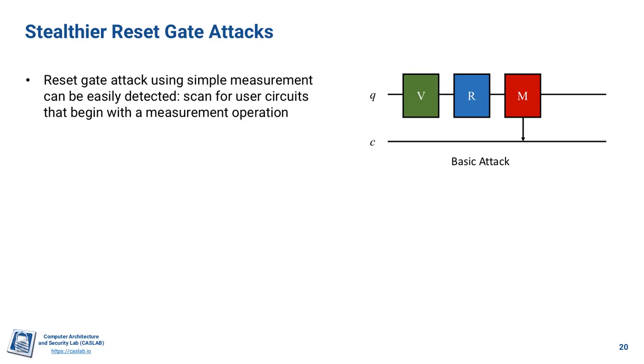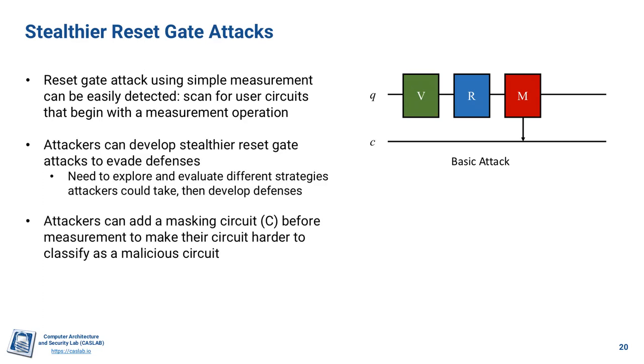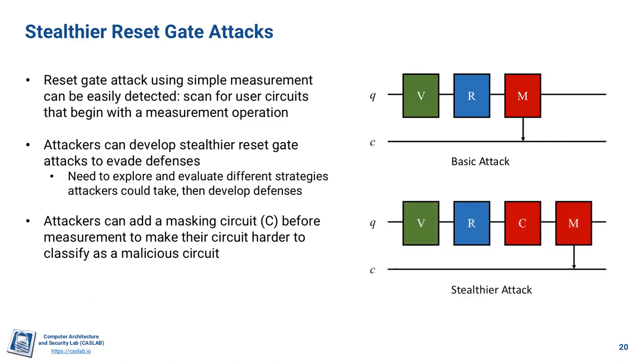So what we've been working on now is trying to understand if an attacker can design a more stealthy attack. A more stealthy attack means you still have the victim, you still have the reset, but now you insert some masking circuit C before the measurement. The attacker controls the masking circuit and the measurement. They choose what this is, they know what this is, but the question is, could this circuit look somewhat like a normal quantum circuit? So it wouldn't be obviously suspicious, but at the same time, could you get some information from this measurement about the final state of the qubit?